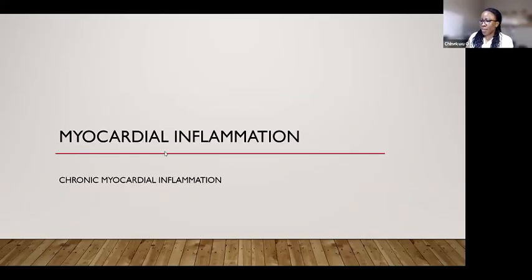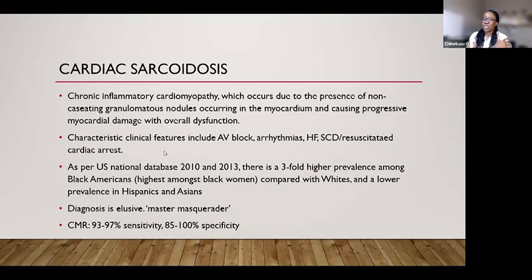Right, time is skipping. So I'll just touch on chronic myocardial inflammation. And to be honest, the poster child for this is cardiac sarcoidosis. It's a chronic inflammatory cardiomyopathy due to non-caseating granulomas getting embedded in the myocardium. We know that this is most likely the body's immune system response to an external antigen, and research on it suggests that people who have been exposed to a lot of foreign antigens.